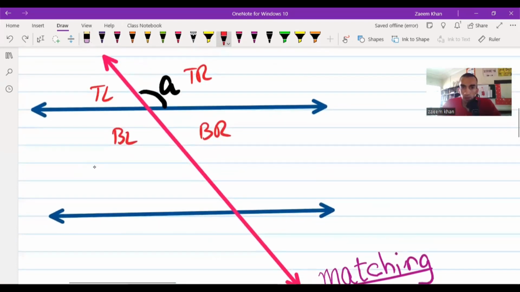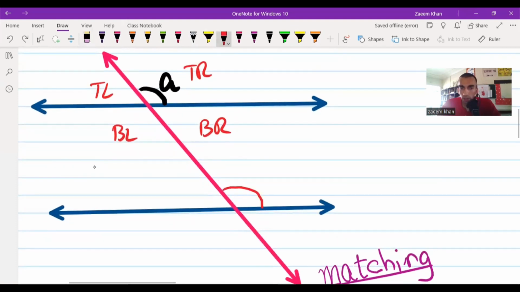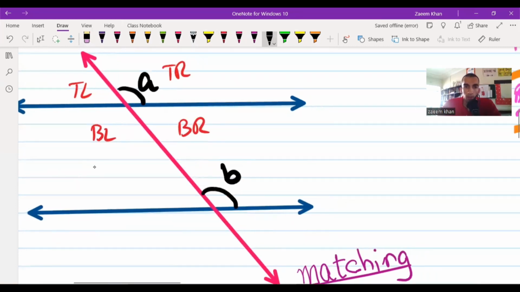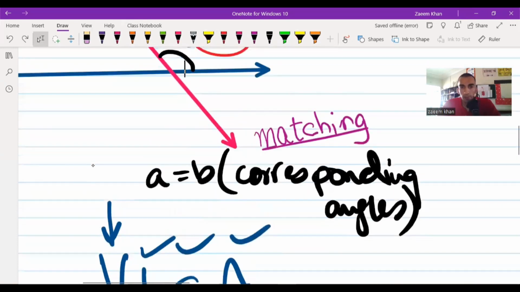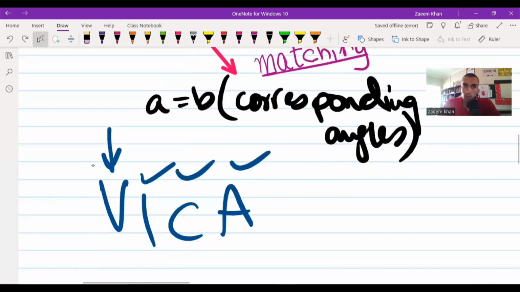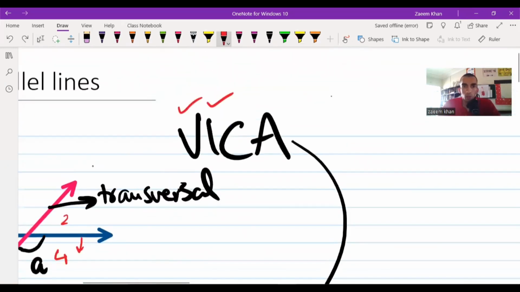Top right. It's going to be over here. So if I label this angle B, since they both have the same position, they both have the top right, they're going to be equal. Well done. So we're done with corresponding angles as well.